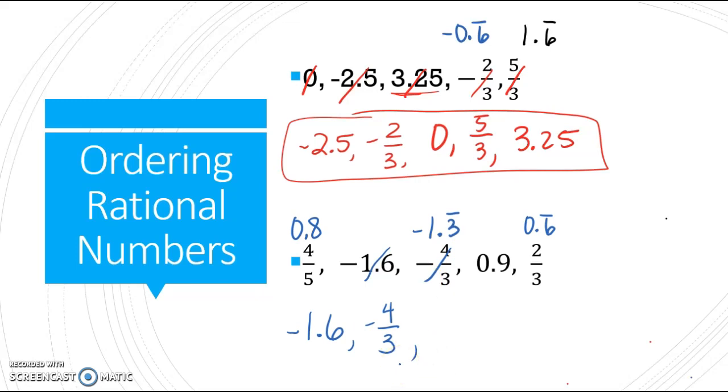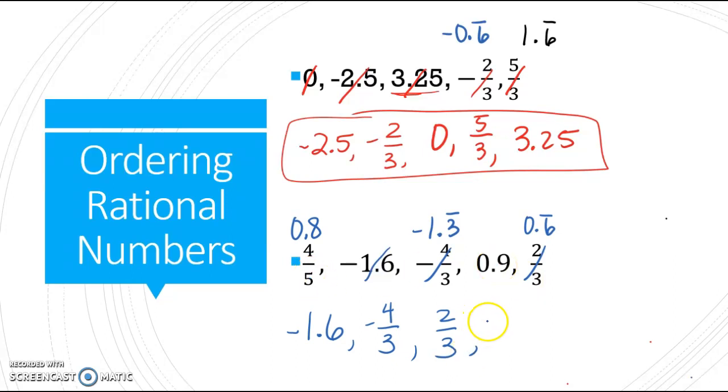Now we're dealing with positive numbers. If we're looking at our first decimal place, either that 8, that 9, or that 6, 2 thirds would actually come next because 6 is the smallest, and we're talking about positive numbers. And then we've got 4/5 or 9 tenths.